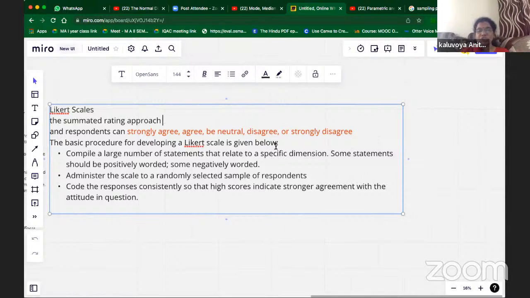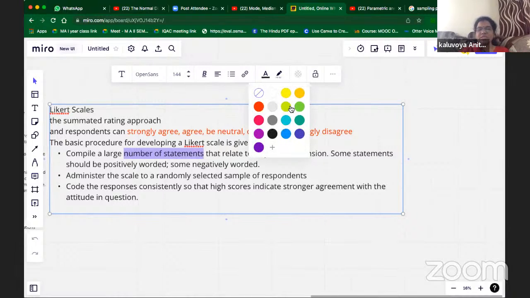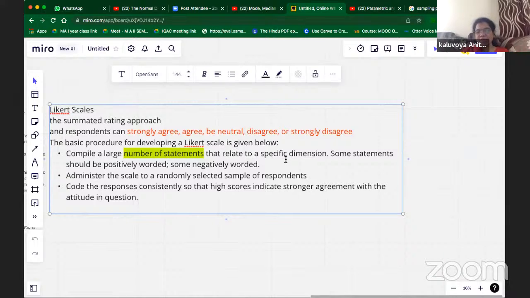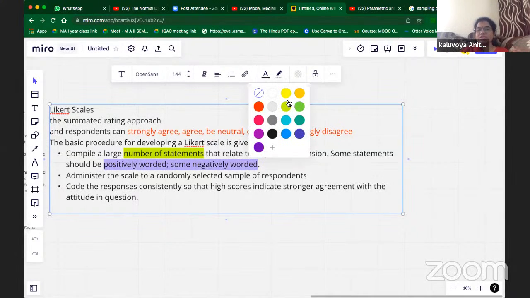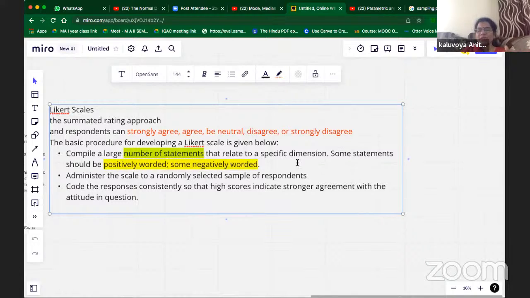First is compile a large number of statements. This is very important. Having a huge number of statements is very important. If you have more statements related to a specific dimension, some statements should be positively worded and some negatively worded, to know the opinion of the people, because it shouldn't sound like a one-sided questionnaire. So you put certain questions positively and certain questions negatively. Questions, in the sense here, we call them statements, and administer this scale to a randomly selected population.